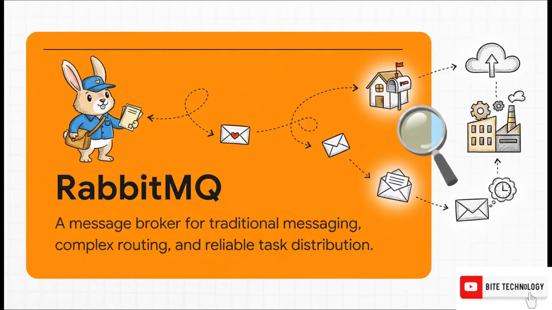Now let's meet RabbitMQ. Its core identity is a message broker. So if Kafka is this giant broadcast log of everything, RabbitMQ is more like a super smart and incredibly reliable postal service. Its whole job is to take a message from point A and make absolutely sure it gets to the right destination at point B, even if that destination is busy or temporarily offline.